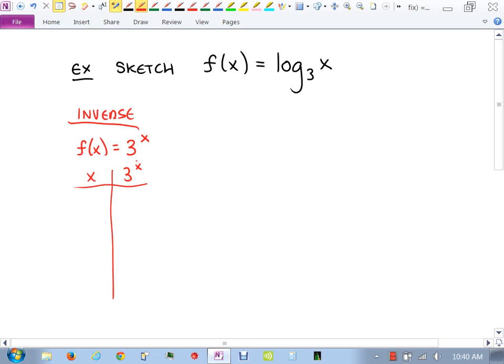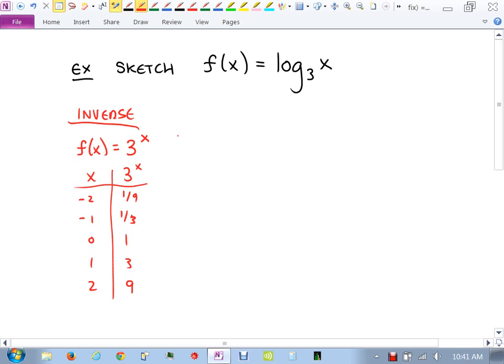That was your homework assignment, something like that, right? What were the numbers I said to use? -2, -1, 0, 1, 2, right? You plug those in, you get 1/9, 1/3, 1, 3, and 9. So if I want to graph the log function, what I can do is take this t-table and flip it. Switch the x's and y's.